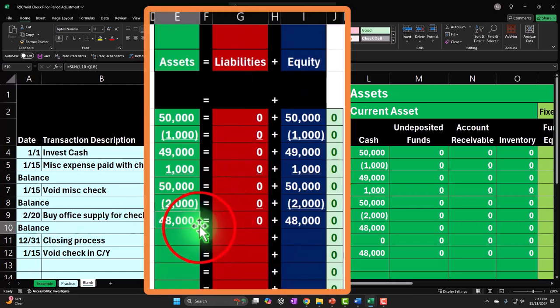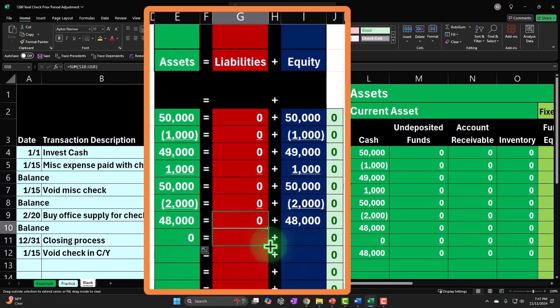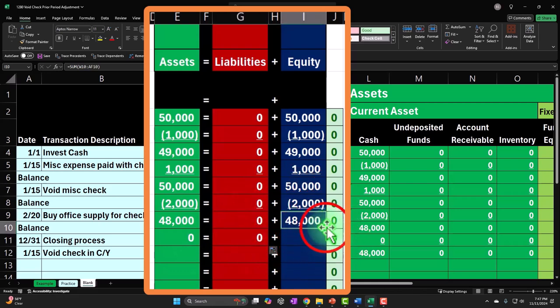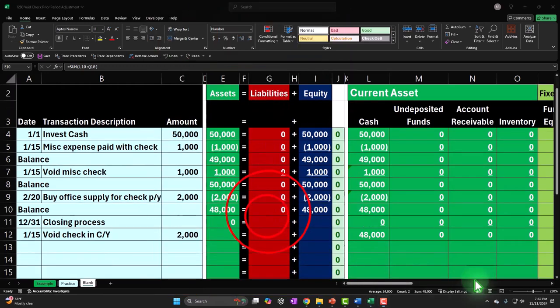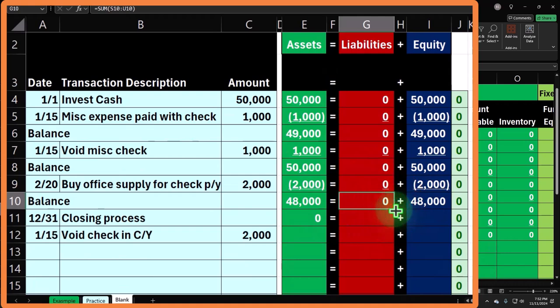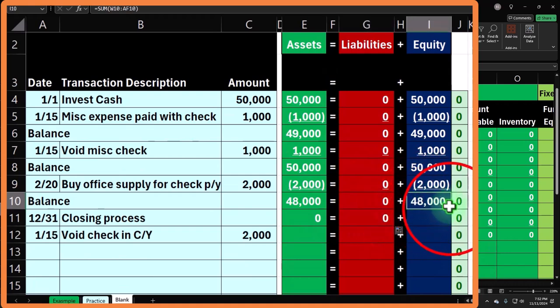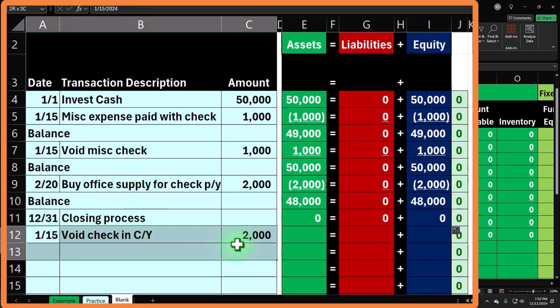Let's copy this down first. I need to copy this down. So this is boom, boom. And so that's where we stand now. And so I copy this down. And that was the closing process, which had no impact on the accounting equation because both sides happen within the equity section. And then I need to delete this right now and then do the balance.